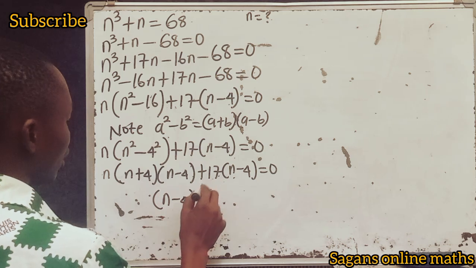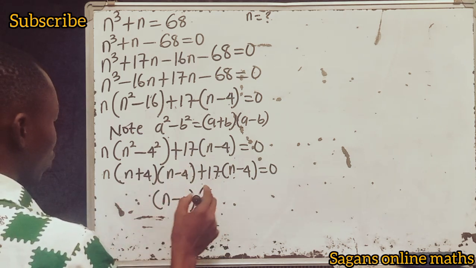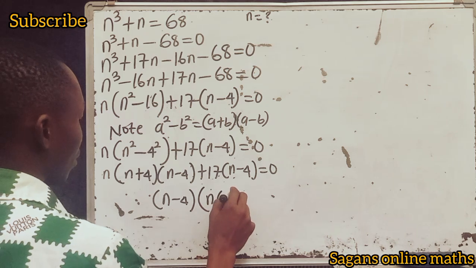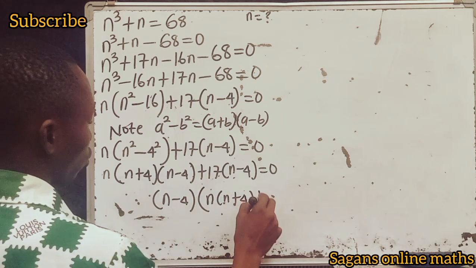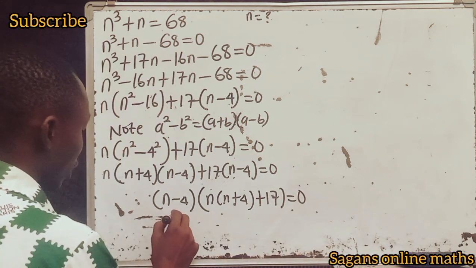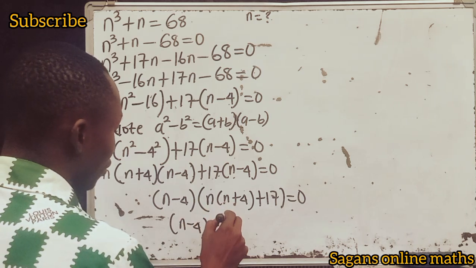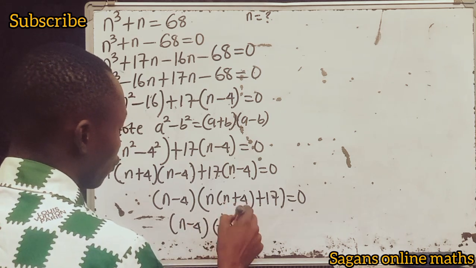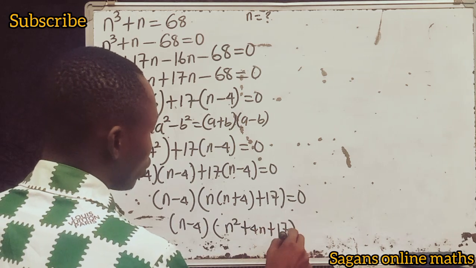Then if you divide the whole of this by n minus 4, we are left with n into n plus 4. Then if we divide the whole of this by n minus 4, we have plus 17, all this equals 0. So this is into n minus 4. Then n times n gives us n squared, n times 4 gives us plus 4n, plus 17, all this equals 0.